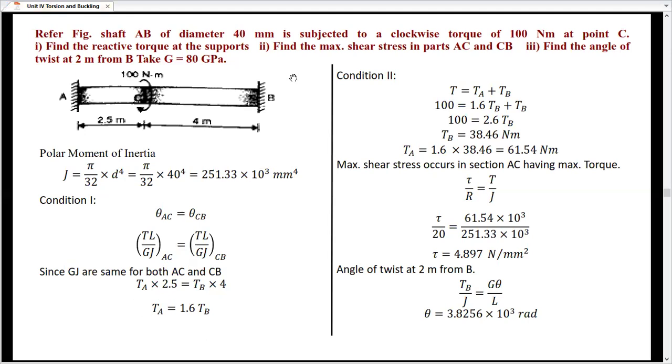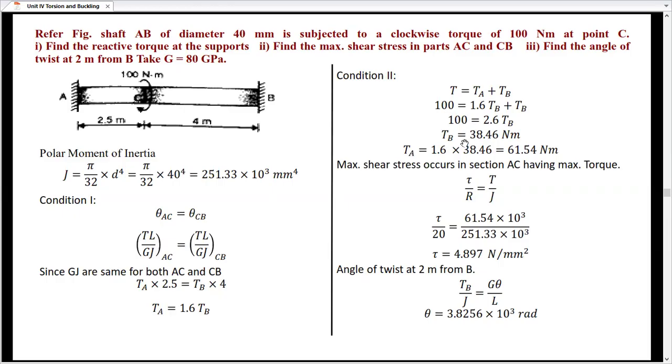Okay. So we can write total torque is nothing but the addition of torque at A plus torque at B. The total torque they have defined, which is 100 Newton meter, is given at point C. So you can write 100 equal to 1.6 TB plus TB. You have put that value of TA in terms of TB, so TA is equal to 1.6 times TB. Okay. So if you put that value, then you will get the value of torque at point B. That torque at B is 38.46 Newton meter.